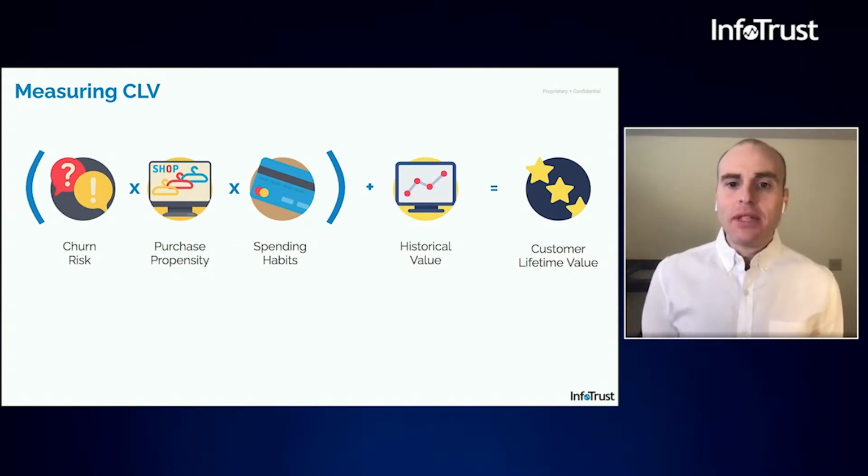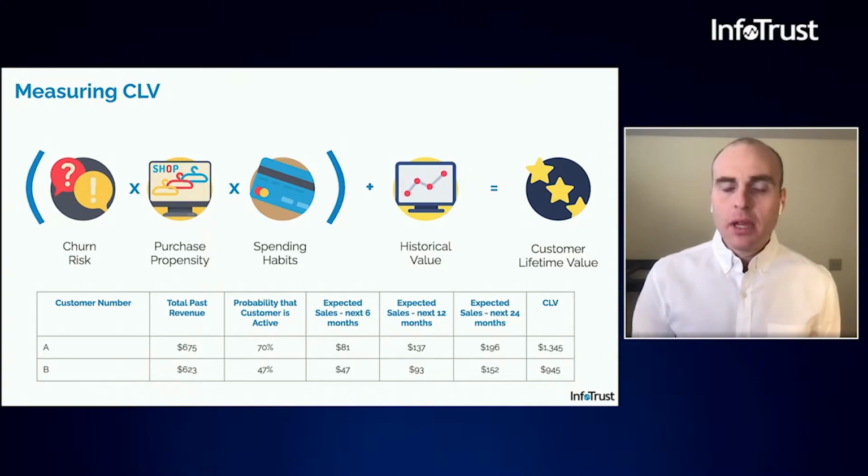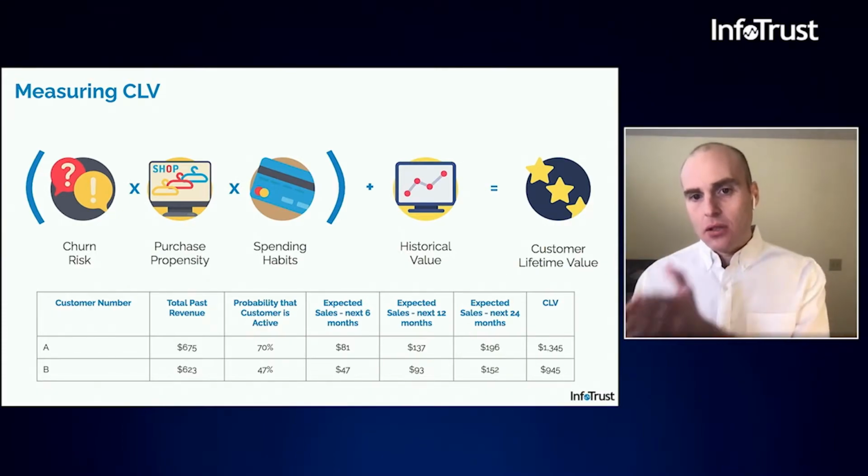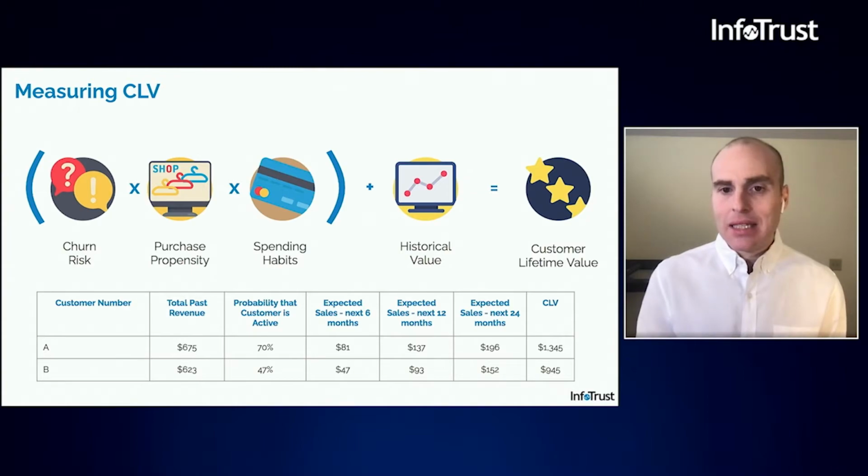How does customer lifetime value data look? So if you look at the next slide, here's an example of a table that we put together when we perform customer lifetime value analysis for our partners. We have our customer ID, we have total past revenue, so how much has been spent with our business up to this point. We take a look at the profitability, probability that that customer is active. We look at the expected sales over the next 6 months, over the next 12 months, over the next 24 months, and then we look at customer lifetime value.